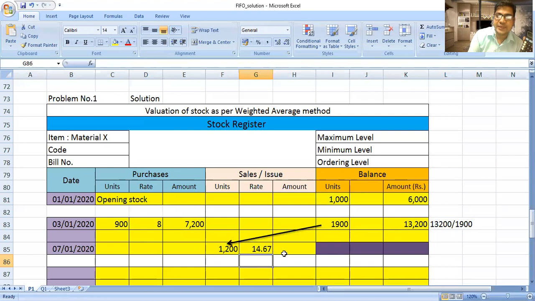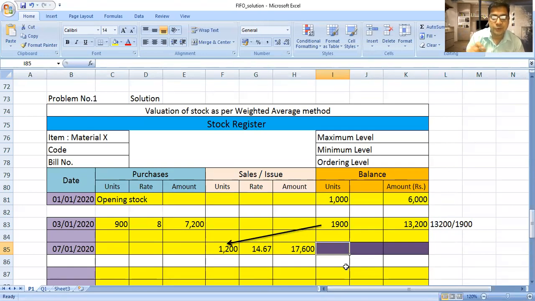So 14.67 is the rate of selling price, rate per unit, and it is called the weighted average rate. Now 1,200 into 14.666666. You will get the exact value, 1200 into 14.666666. So you will get the value 17,600.